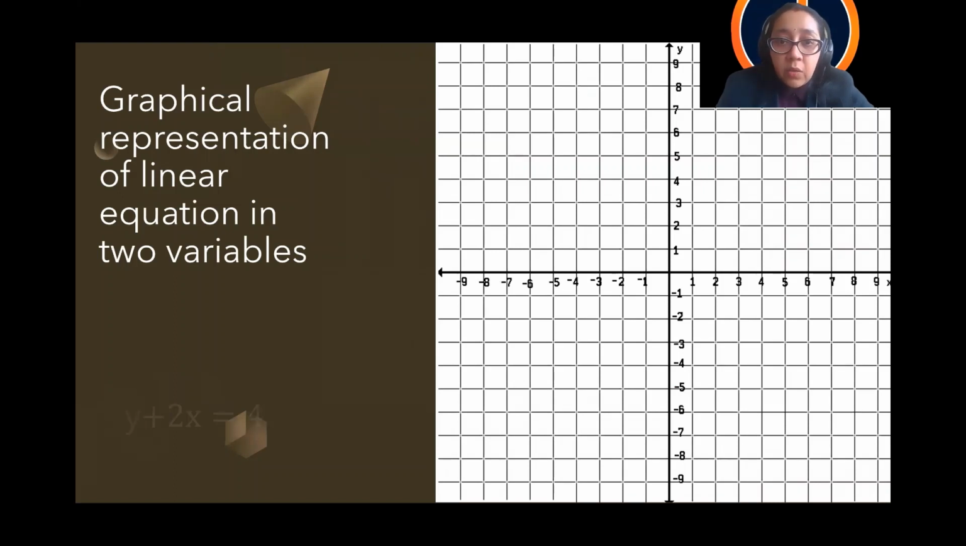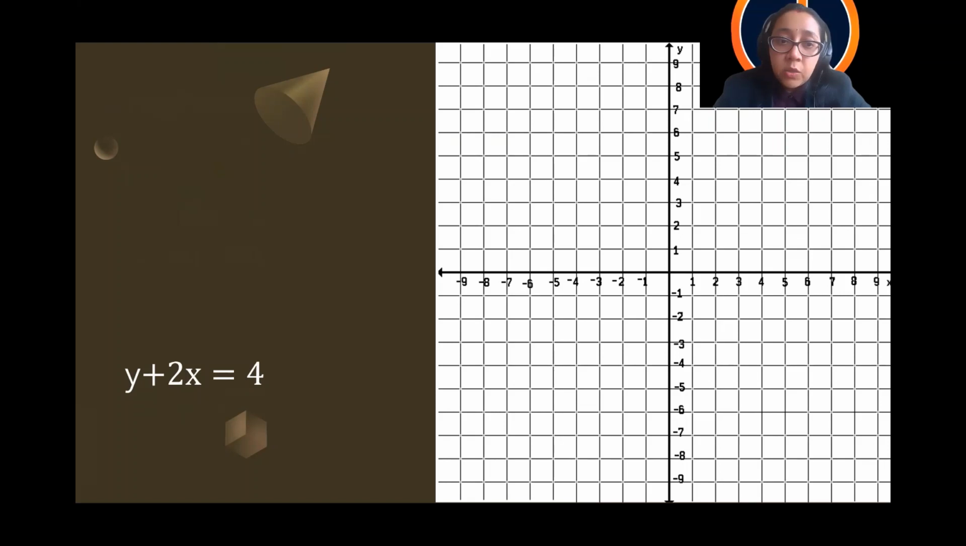Okay. So let's see now how we can graphically plot linear equations in two variables. Just now we have seen it for one variable. Now we can see for two variables. Let's see this example, y plus 2x equal to 4. Just rearrange it: y equal to 4 minus 2x.